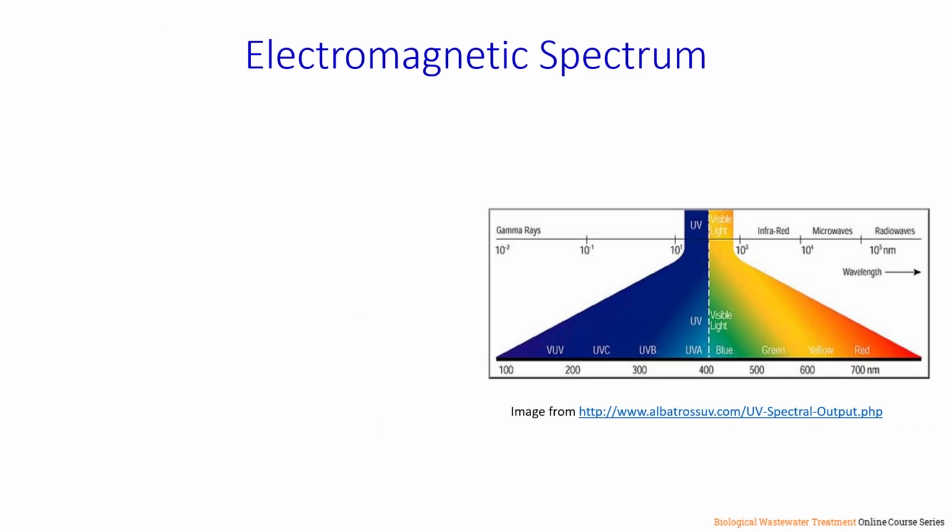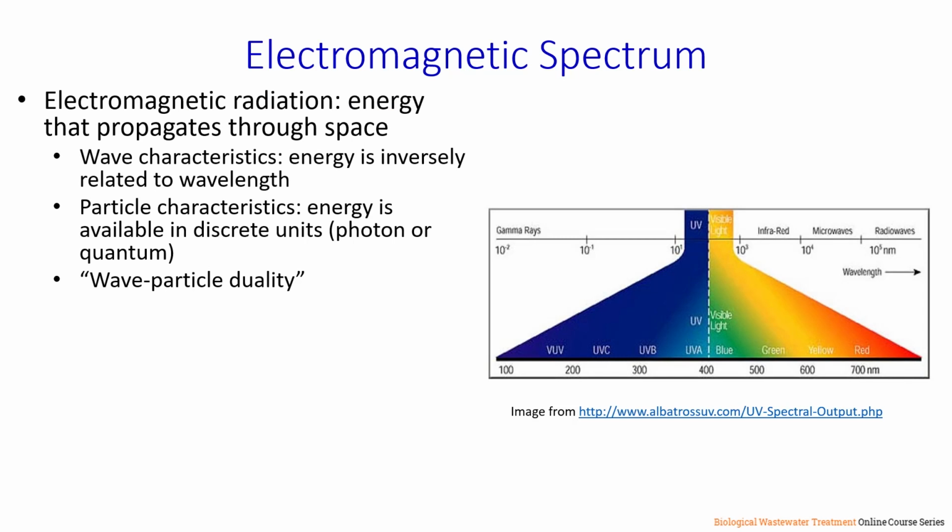First, let's consider the electromagnetic spectrum in a broad sense. So what is electromagnetic radiation? It is energy that propagates through space. It has wave characteristics, meaning that its energy is inversely related to its wavelength. It also has particle characteristics, in that energy is available in discrete units. The smallest discrete unit of electromagnetic radiation is the photon, or the quantum. This leads to what's often been described as the wave-particle duality, meaning that electromagnetic radiation has characteristics of both waves and particles.